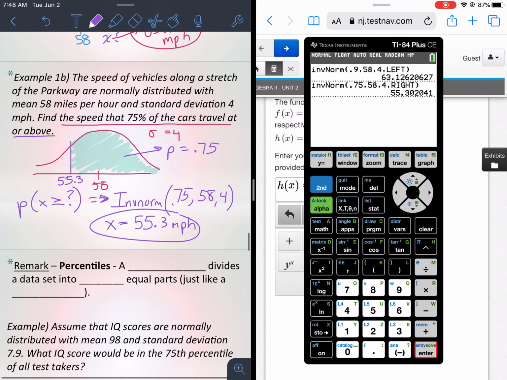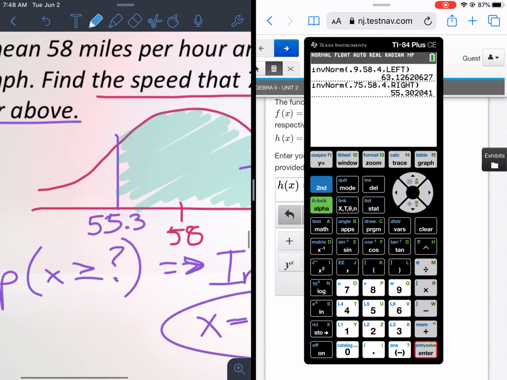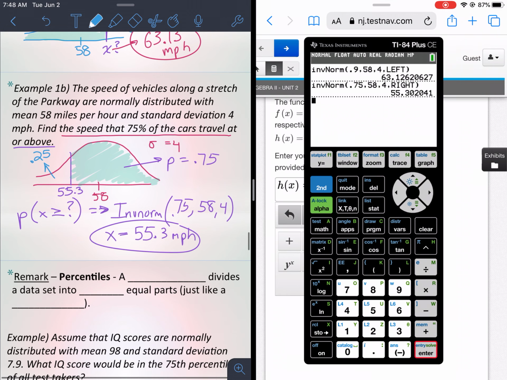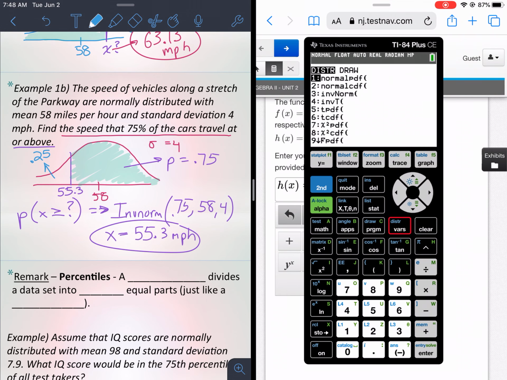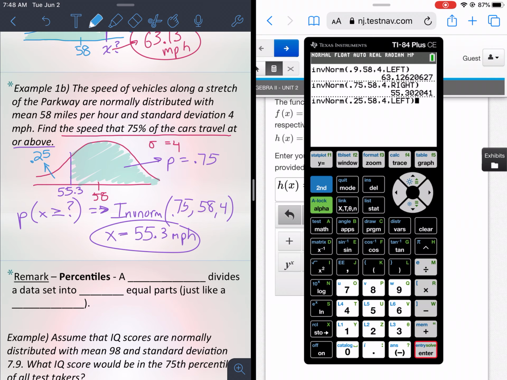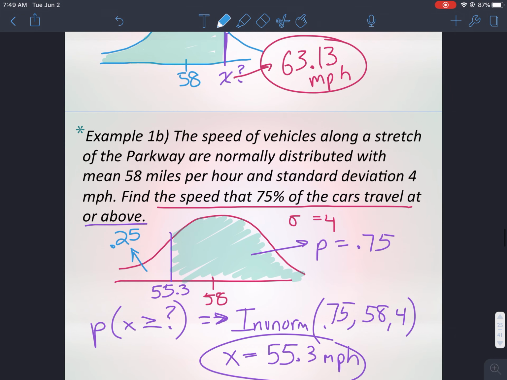I do want to point out one thing. I could also use the left part of the function, but just know that to the left here, that would be 0.25. So let's see if we can check our answer here. If I go back to the inverse norm, and I write 0.25, but choose to the left, it comes out to be the exact same answer. So it's all about how you draw your bell curve and just making sure that you set up the question in the correct way.